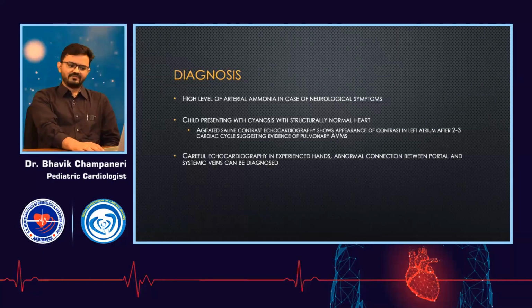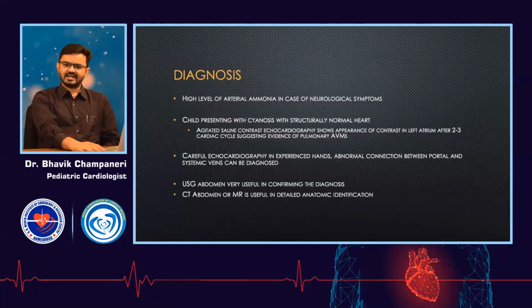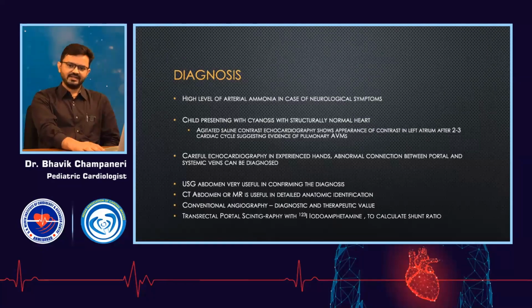In echocardiography as well, with an experienced hand and over a period of time, we are able to identify abnormal connection between portal vein and systemic vein. Ultrasonography is confirmatory in diagnosis of portosystemic shunt. CT scan and MRI are very useful in detailed anatomic evaluation and identification of portosystemic shunts. Conventional angiography has both diagnostic as well as therapeutic value. Transrectal scintigraphy is useful in quantifying the shunt ratio.